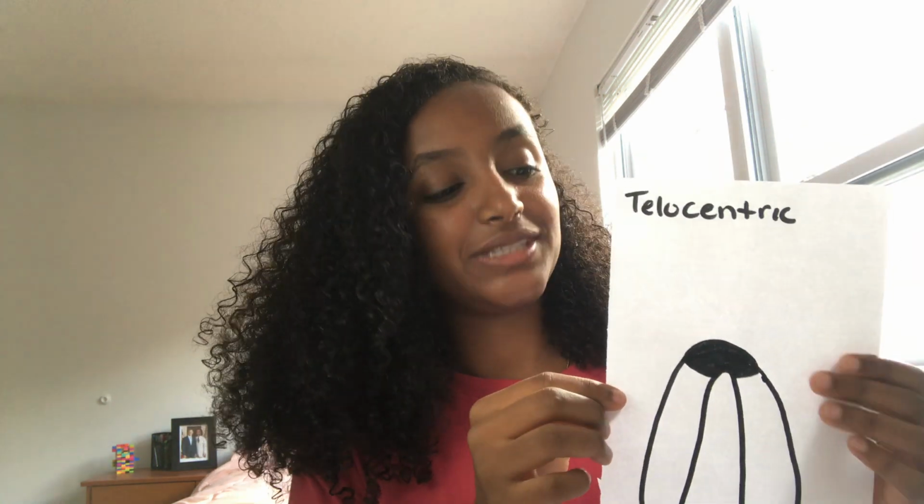Acrocentric, where the centromere is located very close to the top, and you have a very short P arm. And finally, telocentric, where the centromere is essentially located at the very top of the chromosome.